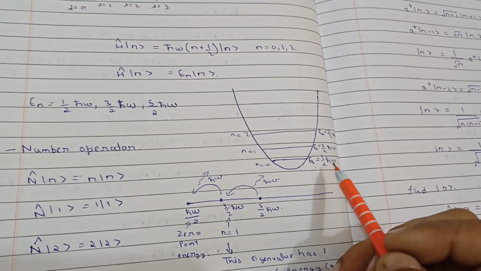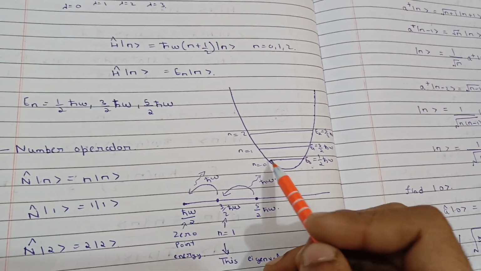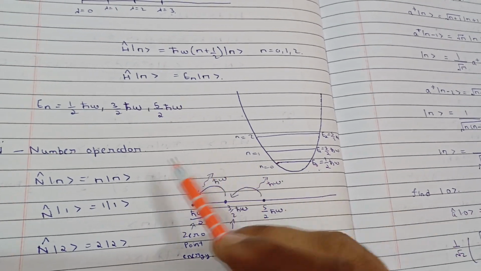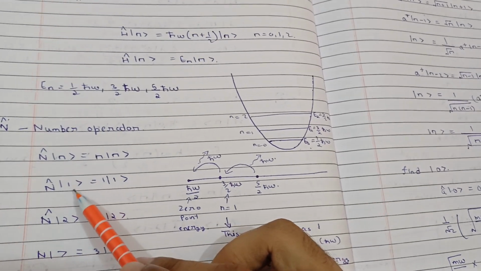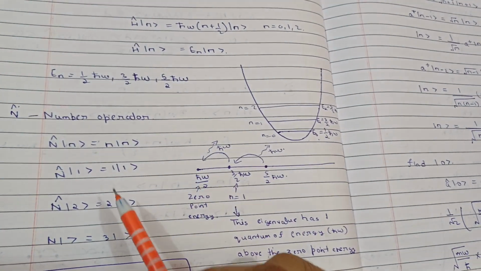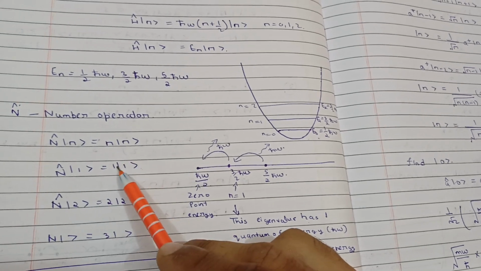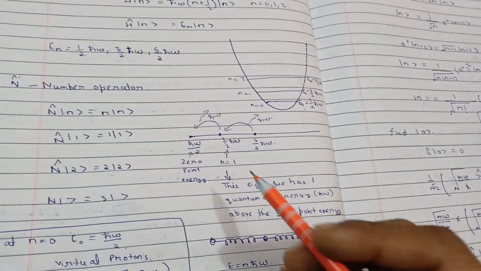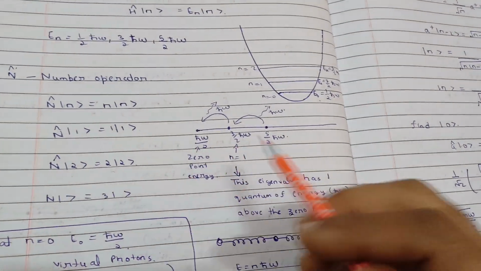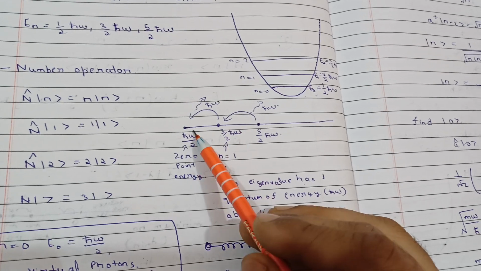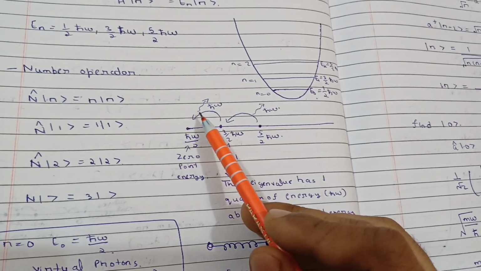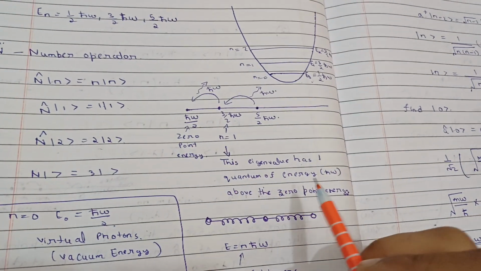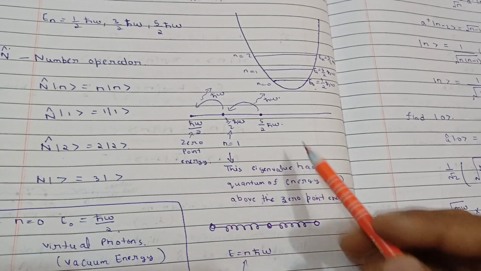So one is one number of ħω, meaning one ħω greater than the zero point energy, and 2 will give you 2ħω greater than the zero point energy. That's how we call it n, because this is giving us the number of how many times ħω it is greater than the zero point energy. So 1 means 1 greater, for 2 it is 2 greater than the zero point energy, and 3 is 3 greater, and so on. That's why we call it the number operator. If they ask you in an interview, you can tell that. So this is the zero point energy, and now 3 by 2 ħω. The difference is ħω, and this one is a 2ħω difference. So this eigenvalue has one quantum of energy ħω above the zero point energy. So that's what I told you.